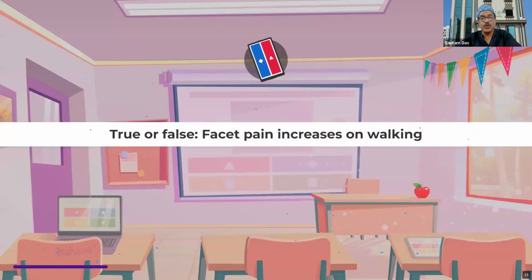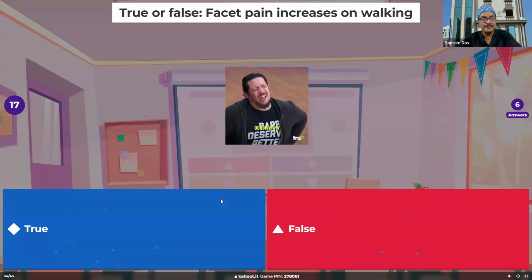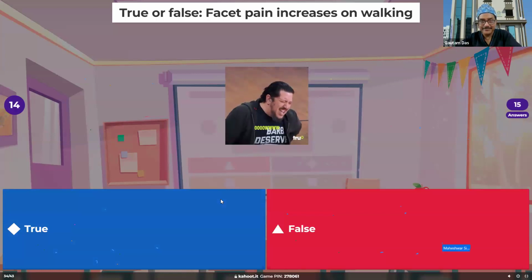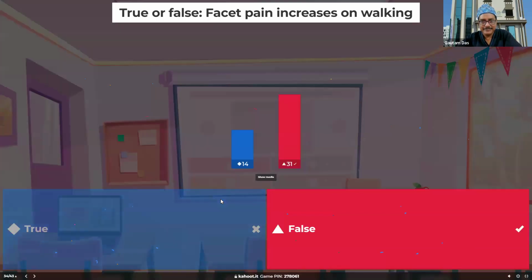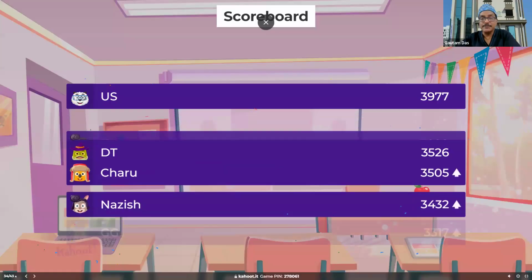Next question, true or false: facet pain increases on walking. Majority of you have answered right. Facet pain decreases on sitting and decreases on walking. What will increase the facet pain? Extension, rotation, and lateral bending are going to increase the facet pain.